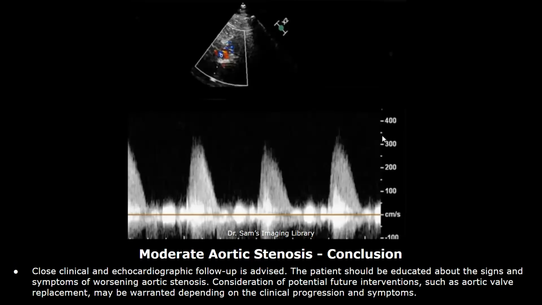Close clinical and echocardiographic follow-up is advised. The patient should be educated about the signs and symptoms of worsening aortic stenosis. Consideration of potential future interventions such as aortic valve replacement may be warranted depending on the clinical progression and symptoms.